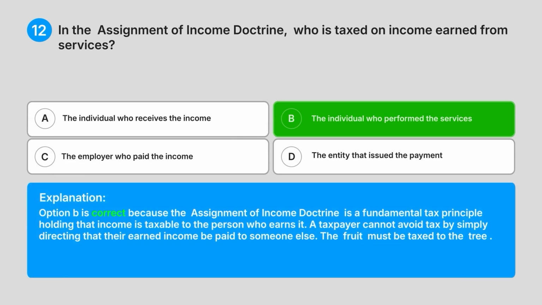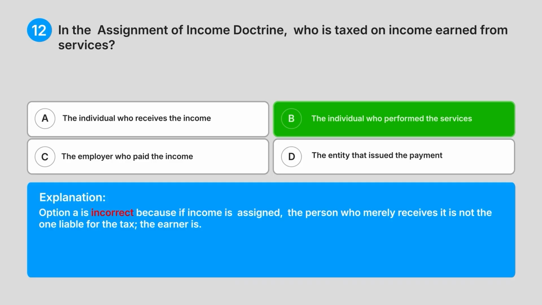Explanation: Option B is correct because the assignment of income doctrine is a fundamental tax principle holding that income is taxable to the person who earns it. A taxpayer cannot avoid tax by simply directing that their earned income be paid to someone else. The fruit must be taxed to the tree.